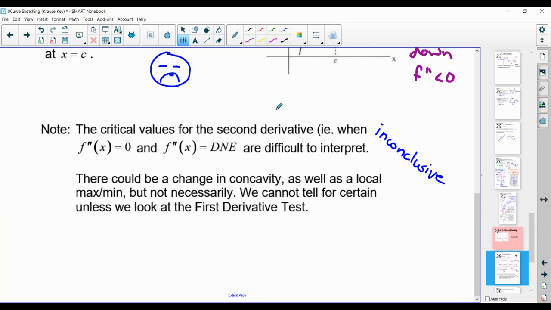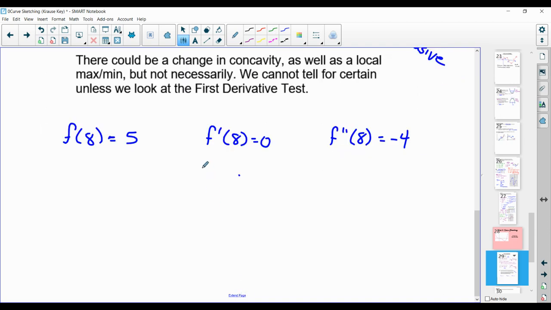Now, if I were to give you some information, a random function here, f of 8 equals 5. So the value of the function when x is 8 is 5. The value of the derivative at 8 is 0. And the second derivative at 8 is negative 4. If I give you that information, I want you to ask yourself, can you get a visual of what's happening with that graph? Well, the first part is just a point on the graph. The first derivative, if f prime of 8 equals 0, then all that tells us is there may be a max or min.